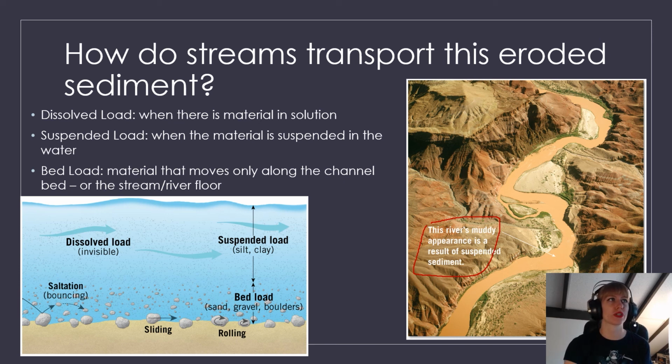Suspended load is the largest component of stream load. The bed load is the material that moves only along the channel bed, and it has to have enough energy to move it. This isn't permanent motion. It'll only be moving when there's enough energy. Smaller particles will move via saltation, and larger particles will move via sliding and rolling.